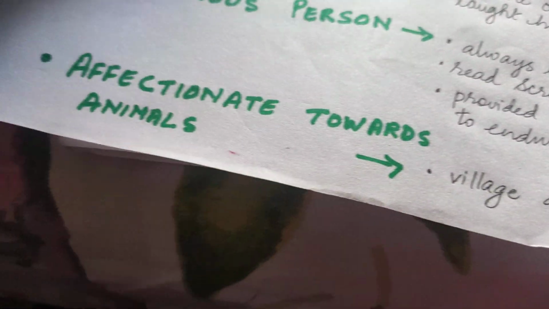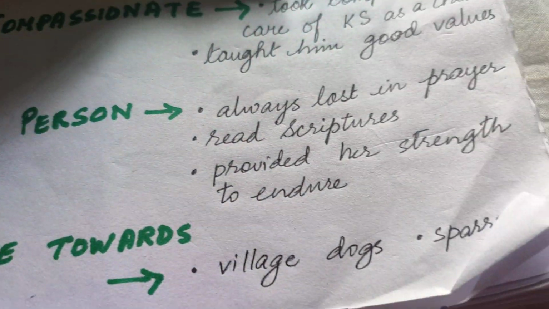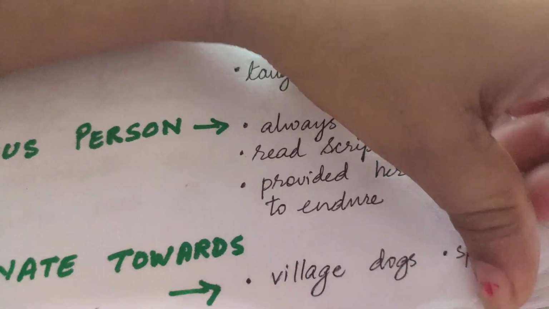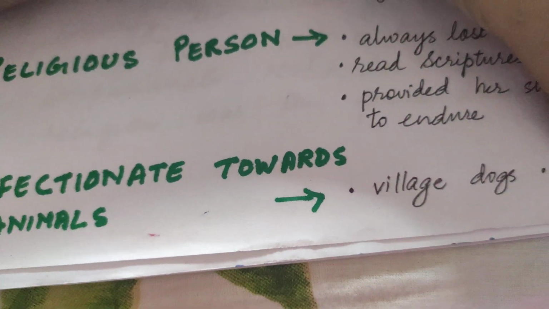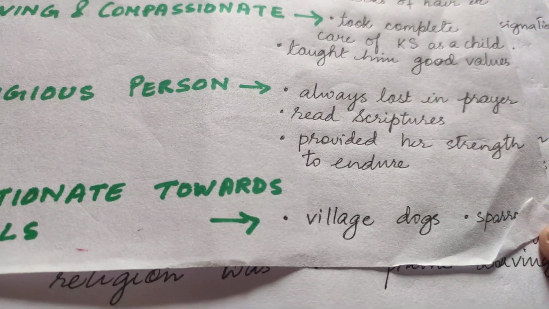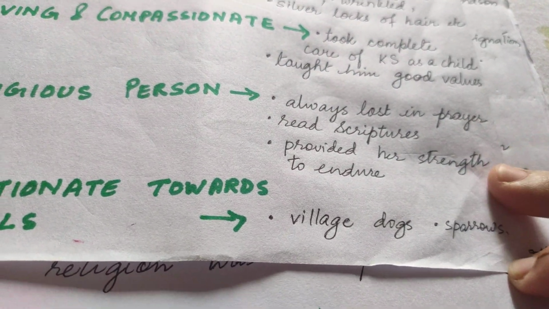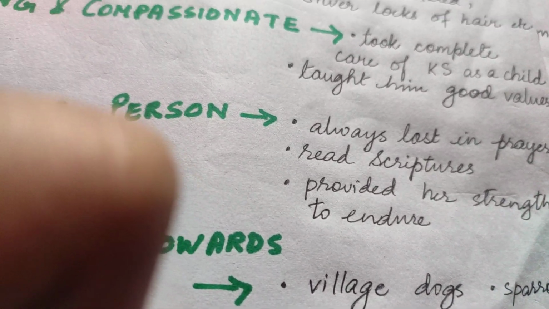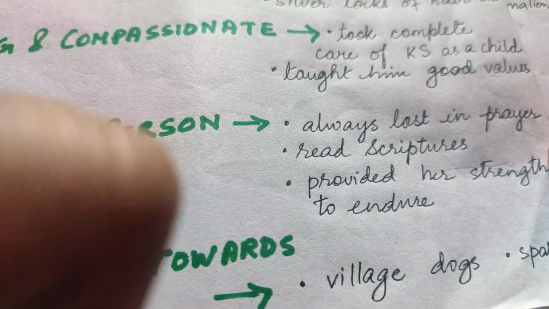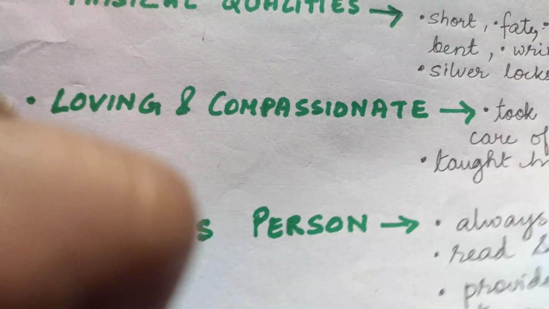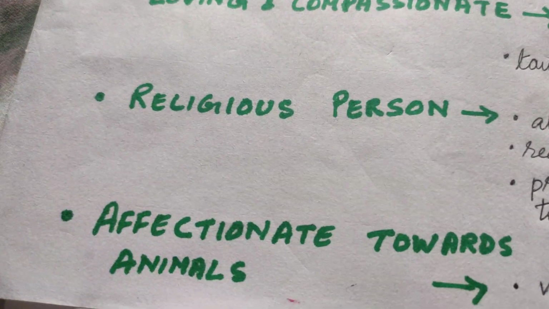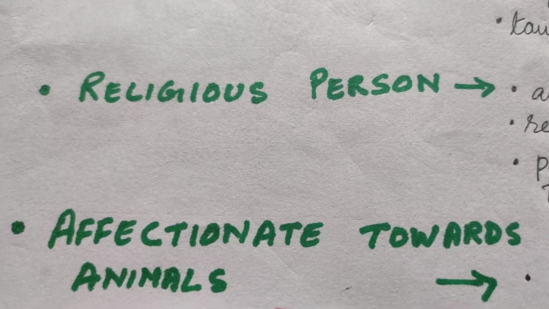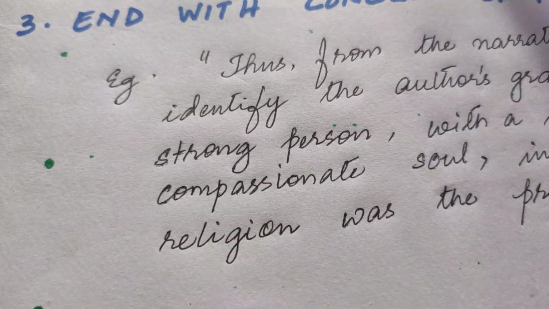Her affectionate nature towards animals, that is another plus point of the grandmother. So, we have seen that in the village also she used to feed the stray dogs who are not actually cared for. And also, after coming to the city, she starts feeding the sparrows. So, feeding the village dogs and feeding the sparrows, all this shows that she was not only concerned about her grandson, but also she was affectionate towards the dumb creatures, towards the animals, right?